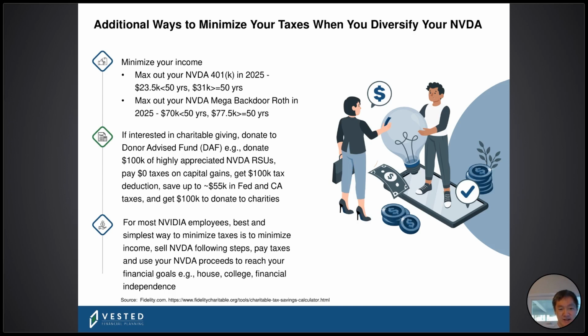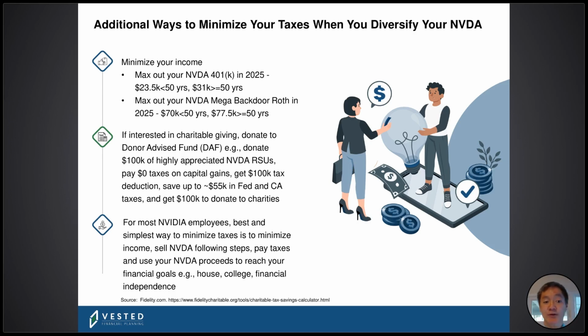You can also max out what's called the Mega Backdoor Roth. Okay, that's a way for you to save more in your 401k with after-tax contributions. So you can save up to $70,000 if you're under 50, $77,500 if you're 50 or older, that's your contribution plus company match plus these after-tax contributions. If you want details, go to my website. I have a video on this, the NVIDIA one.